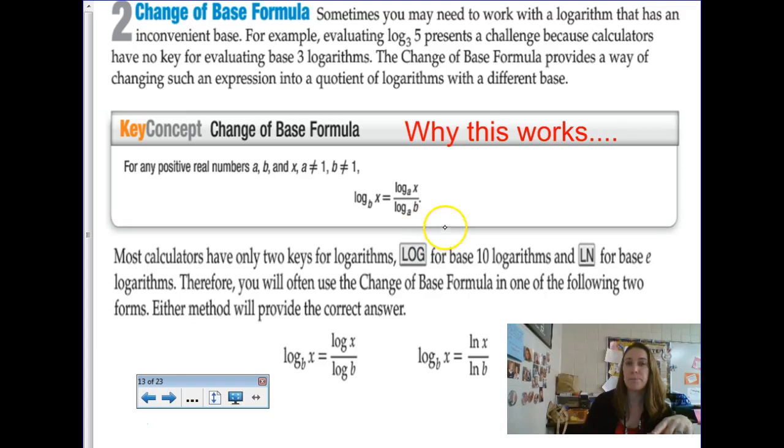I think it says why this works here. Later on, when we start solving exponential equations, I'm going to come back to this idea and show you why change of base works exactly.